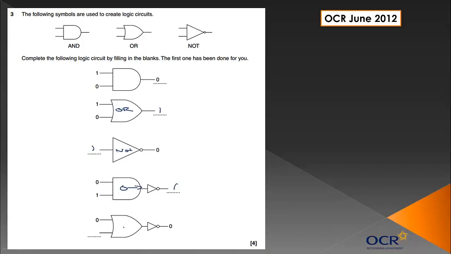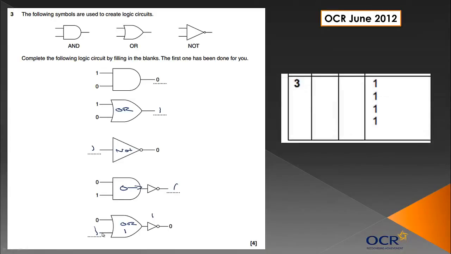Here we've got to work backwards again. We have an OR gate and a NOT gate. So work backwards from 0. Inverse of 0 is 1, and so if this is 1, either of these 2 inputs has to be 1 for it to equal 1, and we've got a 0 already, so this must be 1, and the mark scheme goes along with this.